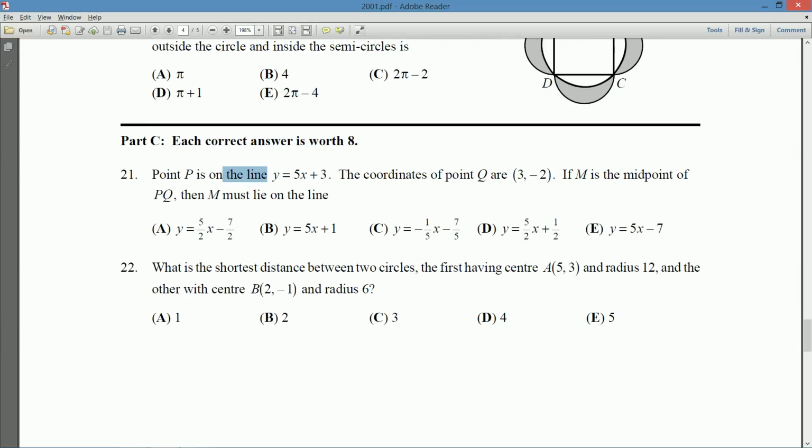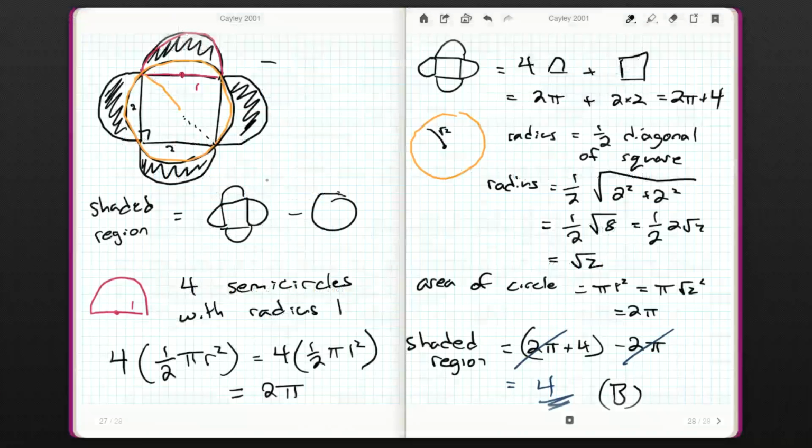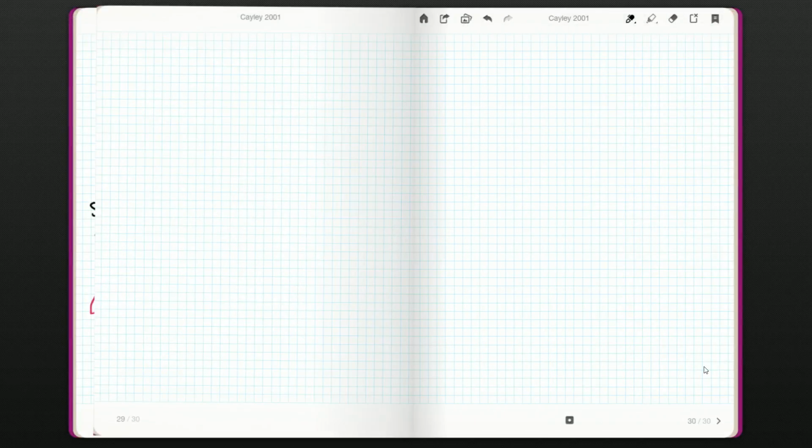Point P is on the line y equals 5x plus 3. The coordinates of the point Q are (3, -2). If M is the midpoint of PQ, then M must lie on the line. Okay. So we're given a bunch of lines here. We know the coordinates of Q, and then P is just somewhere on this line. It can really be any point on that line. In fact, if we take each individual point P on that line and find M for each P, we'll trace out another whole line.